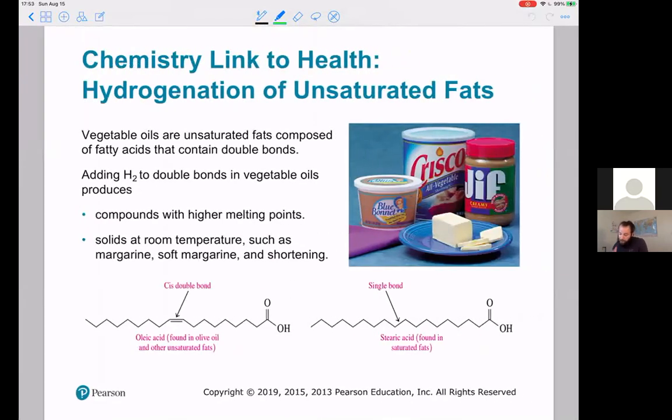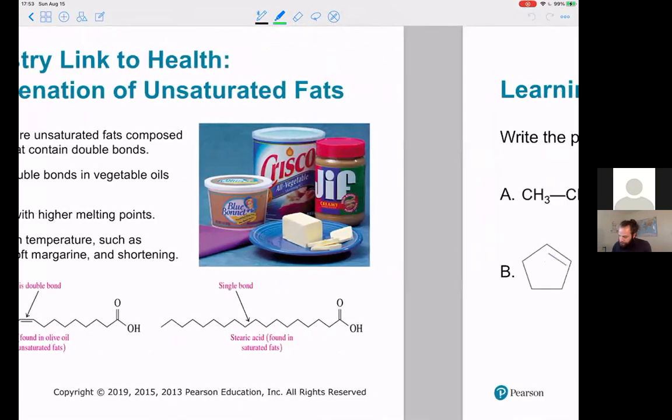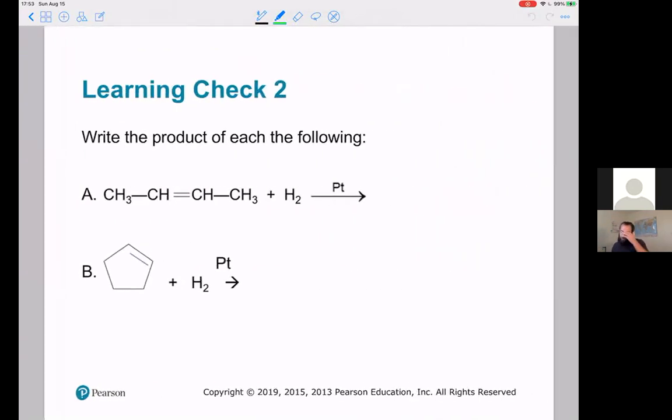Okay, and again, this is a way that they convert unsaturated fats into saturated fats in the process of creating, I guess not butter, because butter's natural, but margarine, the peanut butters, the vegetable cooking shortening, et cetera, et cetera. Okay, so here, what am I going to do?